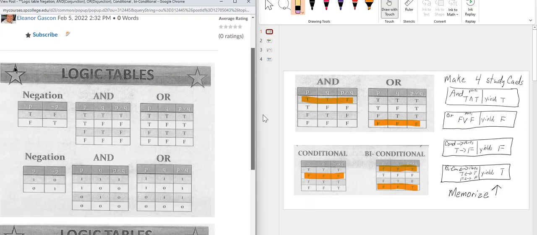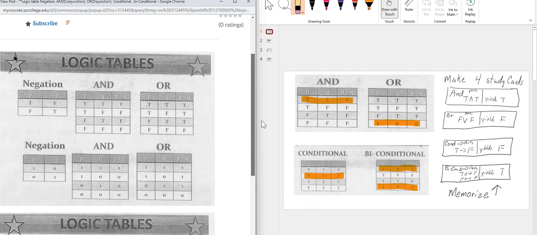You need to memorize these charts. You need to understand these charts. But you really don't need to memorize all the parts of the chart. You only need to memorize the piece that is here, that I've highlighted. So what I would do is I'd make 4 study cards.